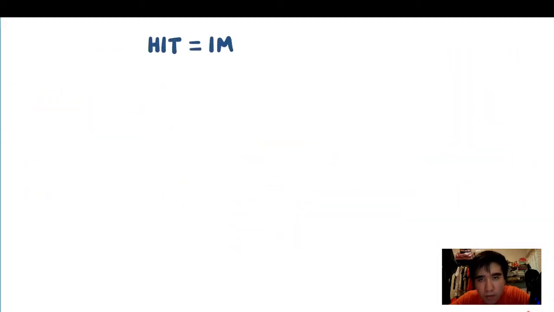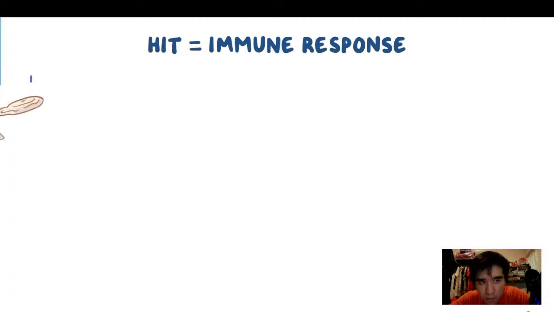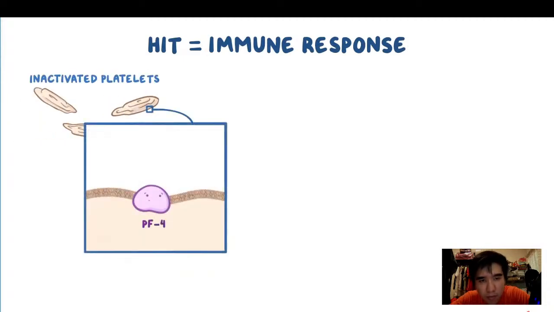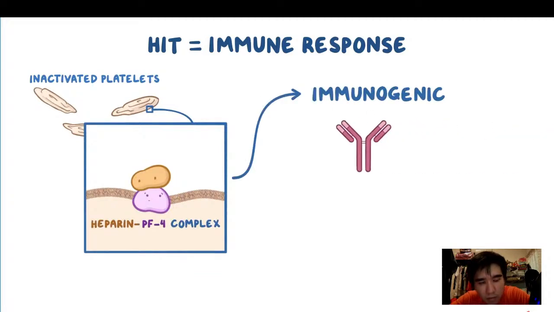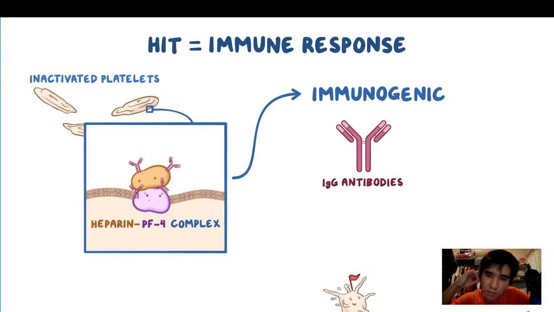HIT is actually an immune response, which starts when heparin binds to a protein on the surface of inactivated platelets called platelet factor 4, or PF4. Together, they form a complex called the heparin PF4 complex. This complex is immunogenic in certain people, meaning they have circulating IgG antibodies that recognize the complex as foreign pathogens. So, these antibodies will bind to the heparin PF4 complex and mark it for destruction within the spleen.